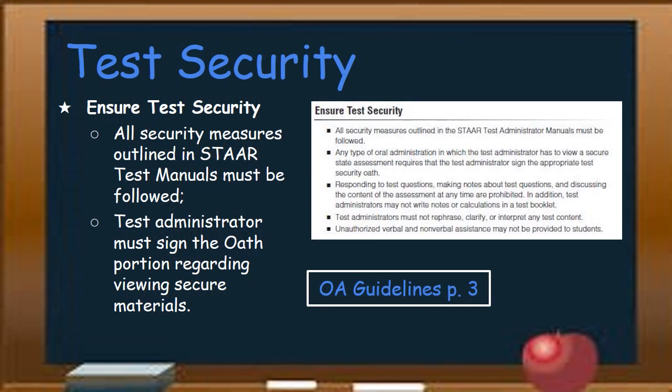Just as administering any STAAR assessment, test security must be followed. You have to ensure test security by making sure all security measures outlined in the STAAR test manuals are followed. The test administrator must sign the bottom portion of the oath regarding viewing secure materials. Pay attention to the oral administration's guideline, page 3, that discusses test security.